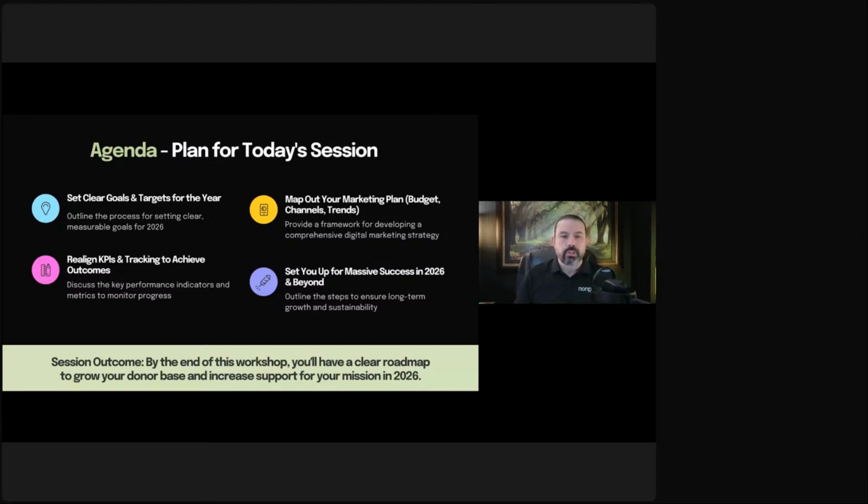By the end of this workshop, the goal is to have a clear roadmap so that you can grow your donor base and increase support for your mission in 2026. Type 1 in the chat if that sounds exciting to you, because I want to make sure I'm hitting the right audience here. Are we talking about excitement over more donors, more volunteers, more supporters? Anybody excited about that? Yeah, type one in the chat if that's you.